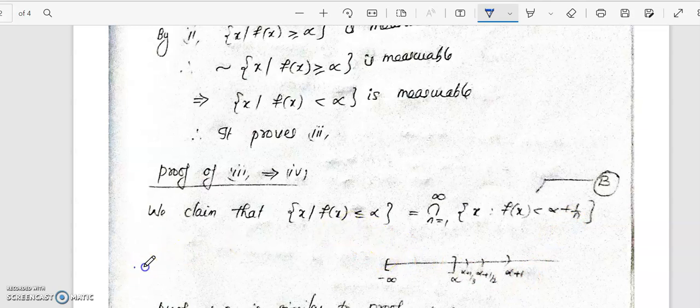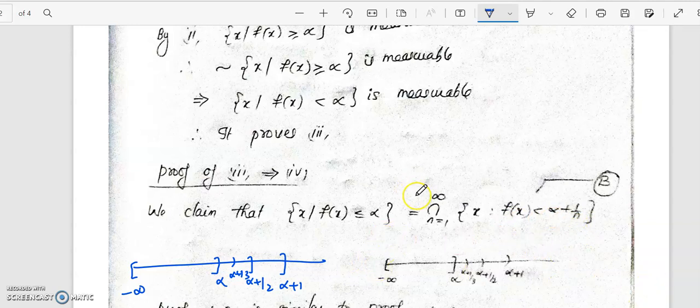So our set is f of x less than or equal to alpha. If this is alpha, then less than or equal to alpha gives minus infinity to alpha. Now we have alpha plus 1, then alpha plus 1 by 2, alpha plus 1 by 3, and so on. So when you take the intersection of all the sets, that will be minus infinity to alpha. So this set will be equal to the intersection, n equal to 1 to infinity, of the set of all x such that f of x is less than alpha plus 1 by n.